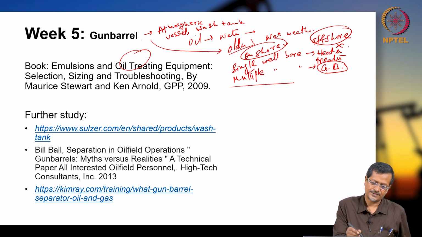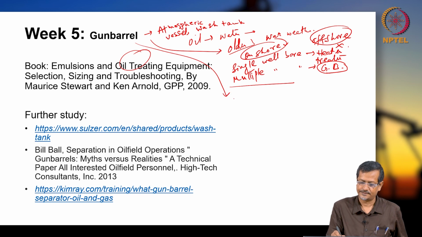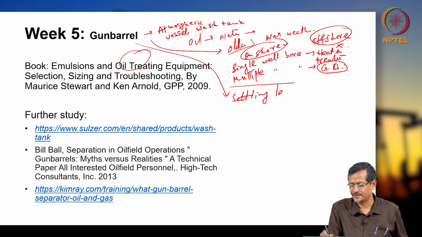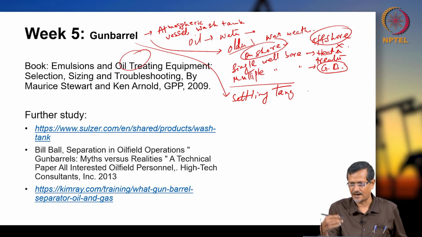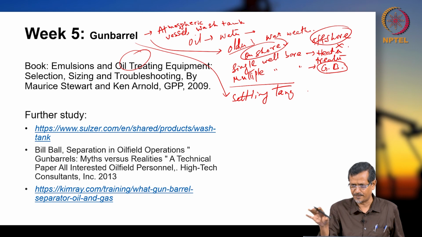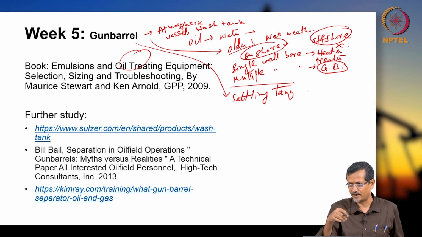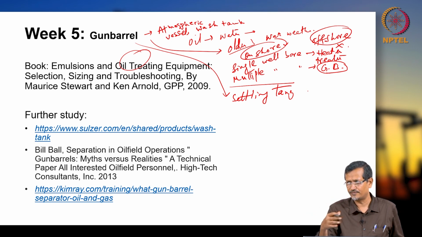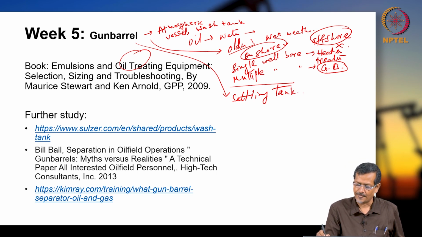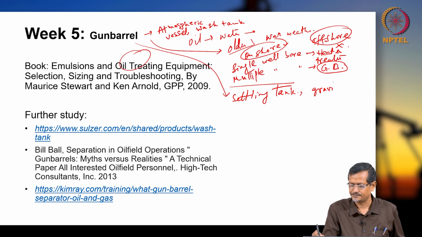So gun barrel is actually a settling tank. This is a settling tank. Normally it is gravity based settling. So normally you are not using any centrifugal pump or other pumping mechanism or system to give more energy. So this is a settling tank, normally gravity based.